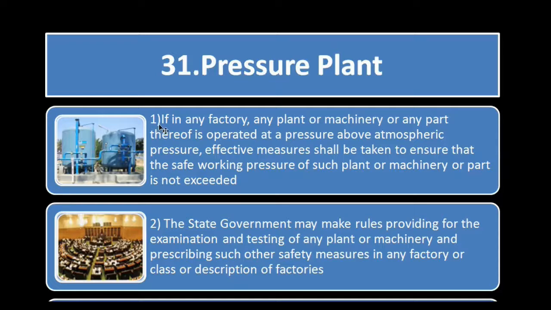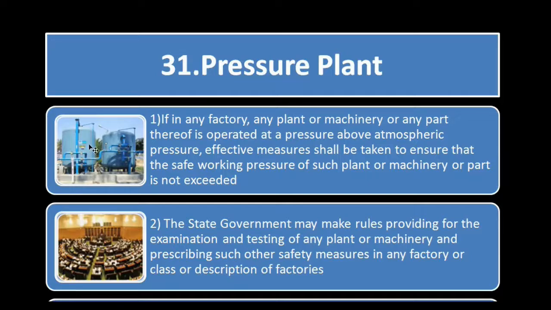Subsection 1. If in any factory, any plant or machinery or any part thereof is operated at a pressure above atmospheric pressure, effective measures shall be taken to ensure that the safe working pressure of such plant or machinery or part is not exceeded. Now as you can see in this image, there are two pressure vessels and these are operated at a pressure which is above atmospheric pressure.